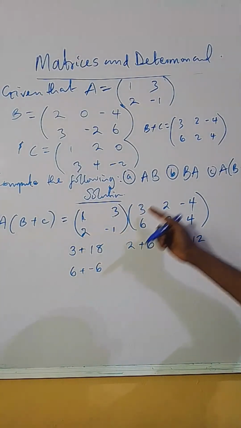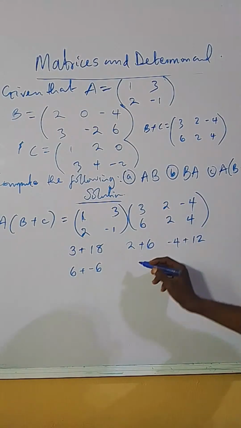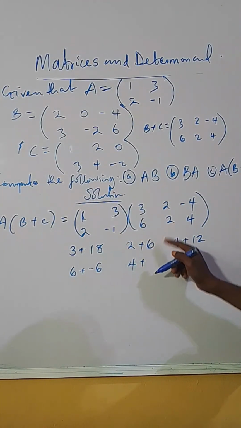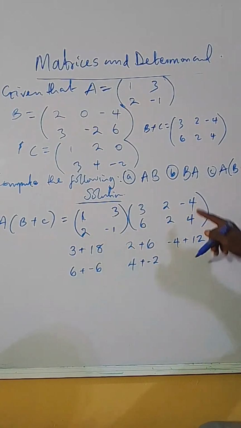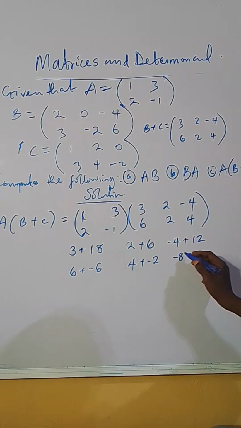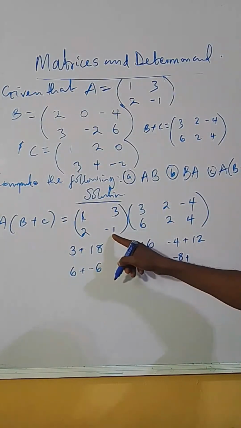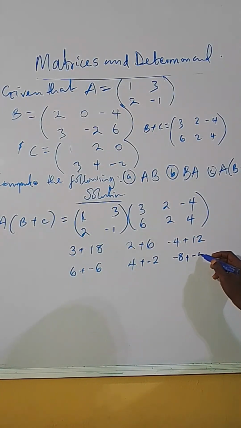Also, the same rule, use it for this row. 2 times 3, 6, plus minus 1 times 6... 2 times 2, 4, plus minus 1 times 2, minus 2. Then 2 times minus 4, minus 8. Then plus minus 1 times 4, minus 4.